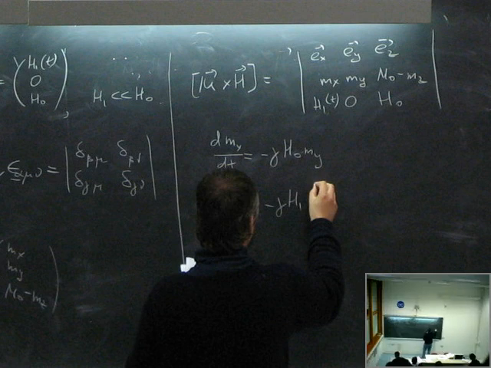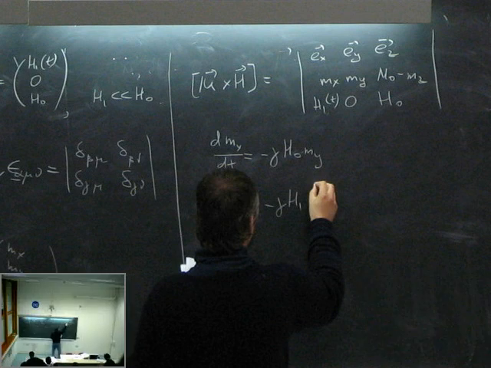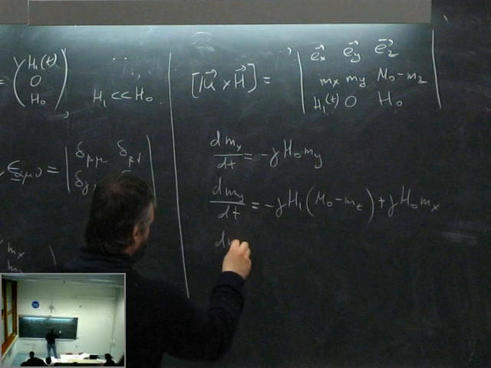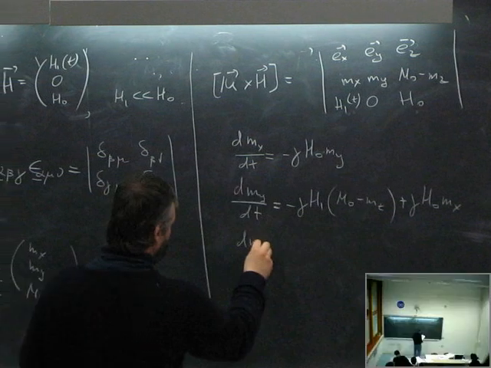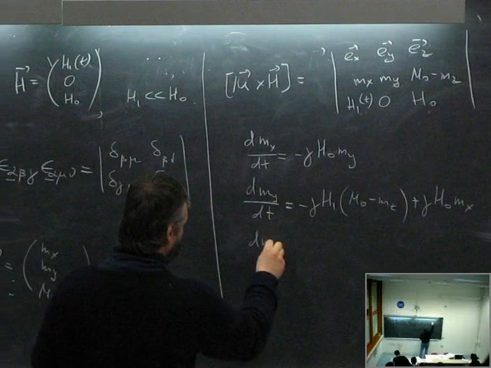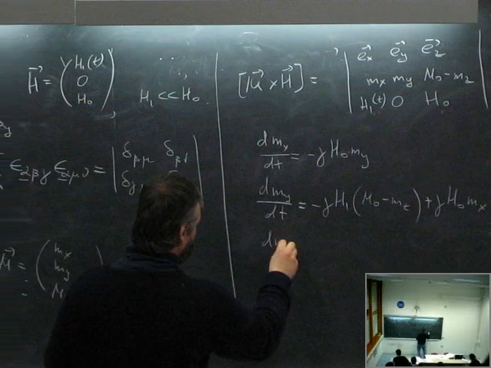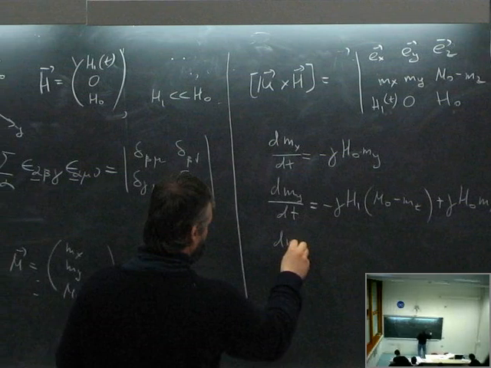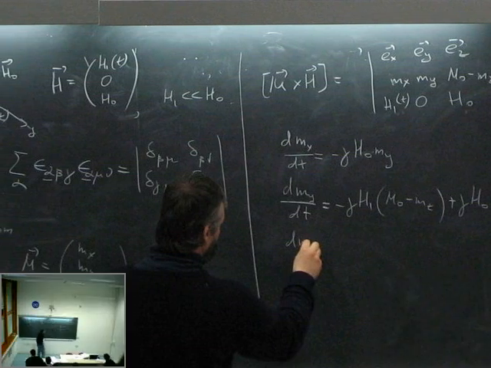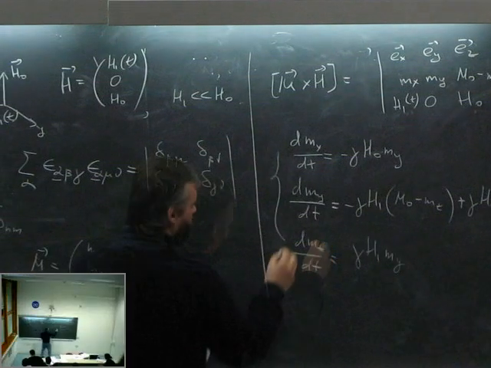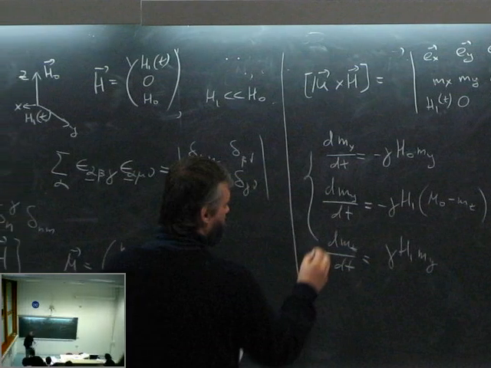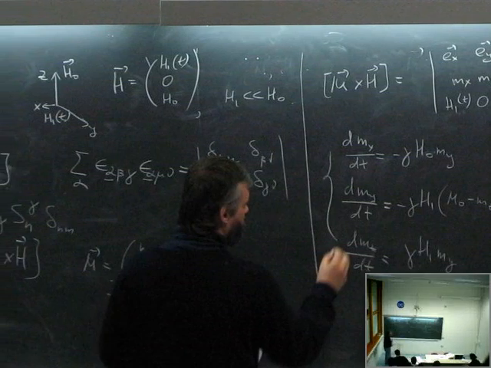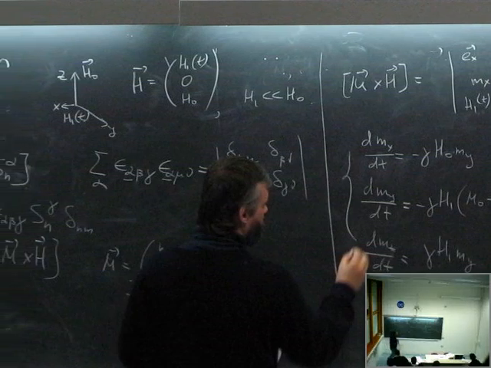This one plus gamma H naught mx. This one. And then dmz over dt is equal to gamma h1 my. So you see that there is a system of three coupled equations for x, y, and z components of magnetization.